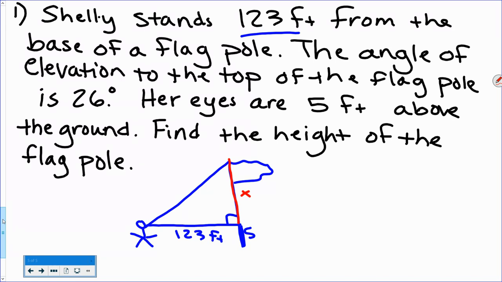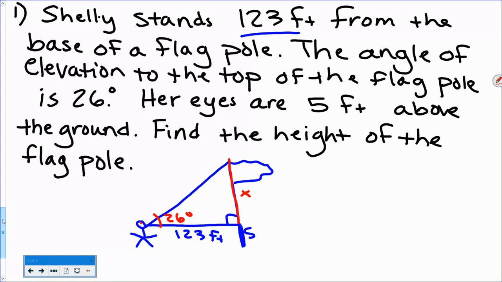So your angle of elevation is always the angle from where you're at to where you're looking up. Okay, so it'll give you an angle of elevation, or it'll ask you to find an angle of elevation. So wherever the person or thing is, they look up to something, so she's looking up to the flag, that will be 26 degrees.